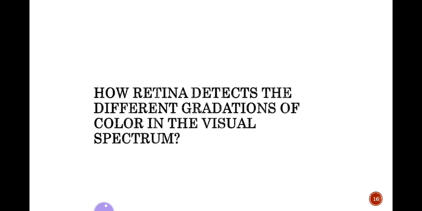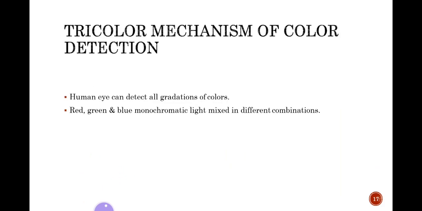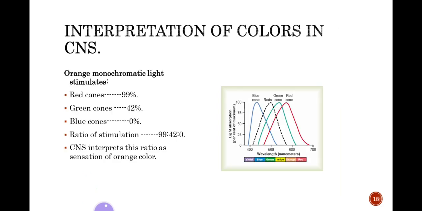Now, how does the retina detect the different gradations of color in the vision spectrum? This is explained by the trichromatic mechanism of color detection. The human eye can detect all the gradations of color from red, green and blue monochromatic light mixed in different combinations. How does the CNS interpret colors?